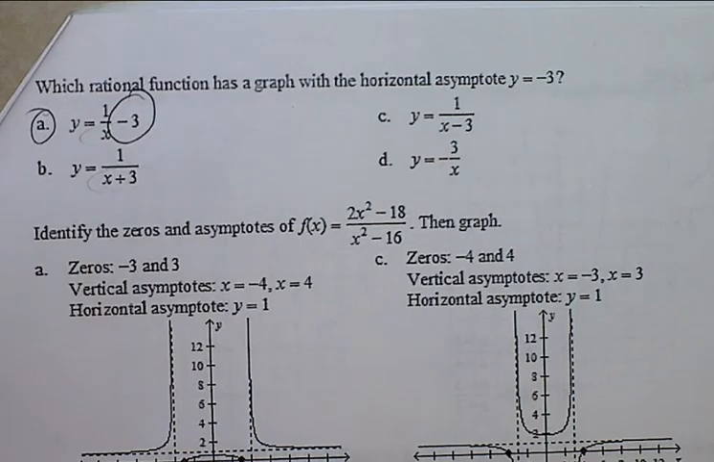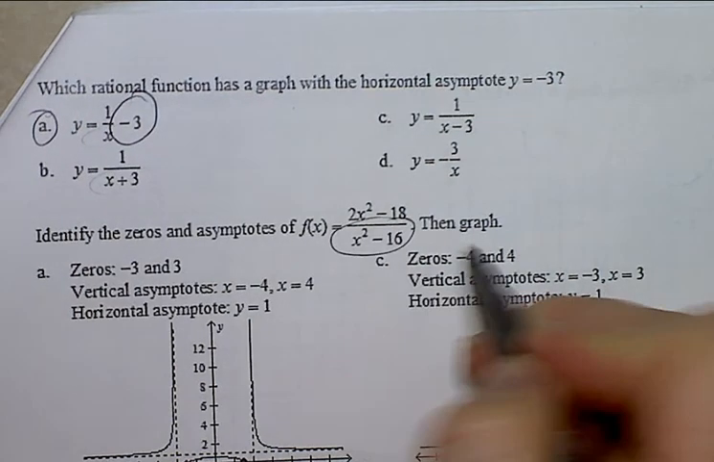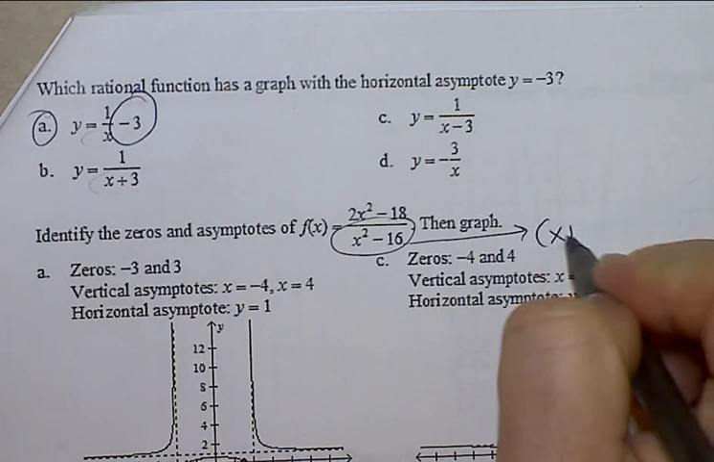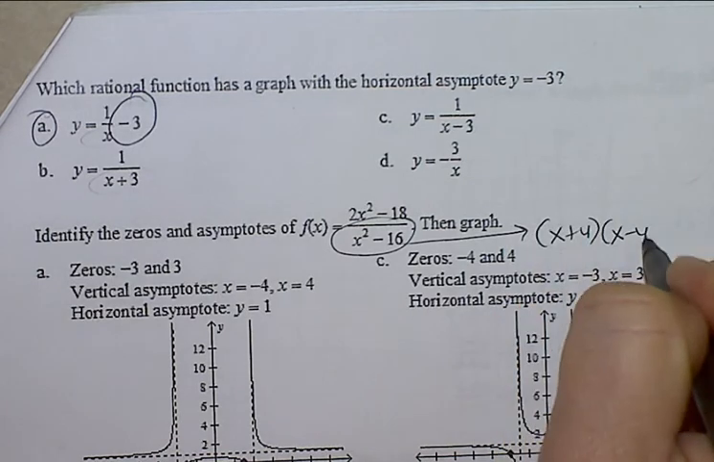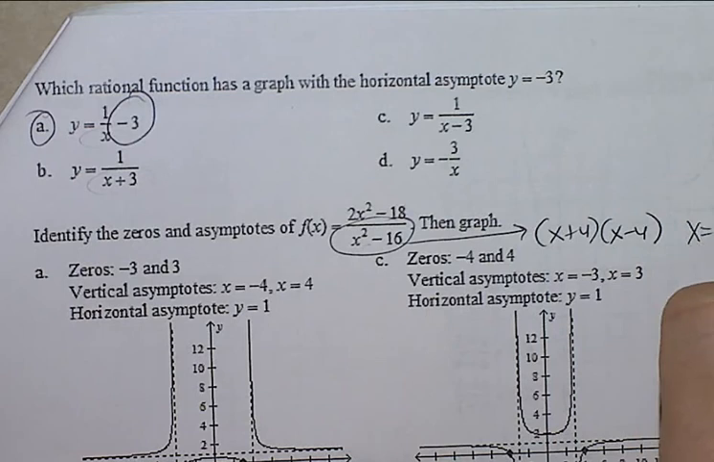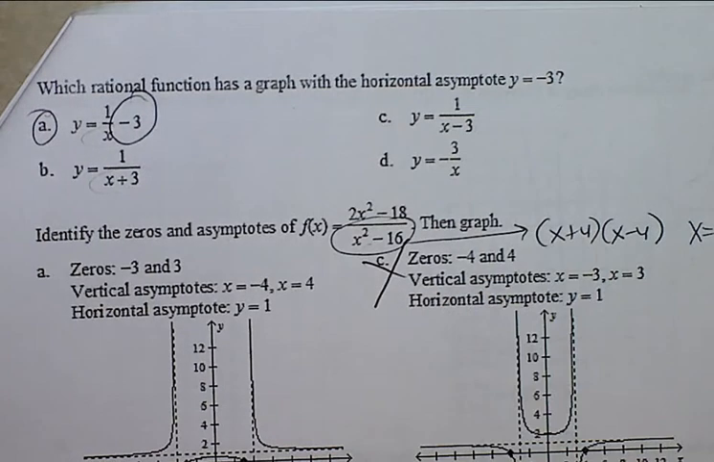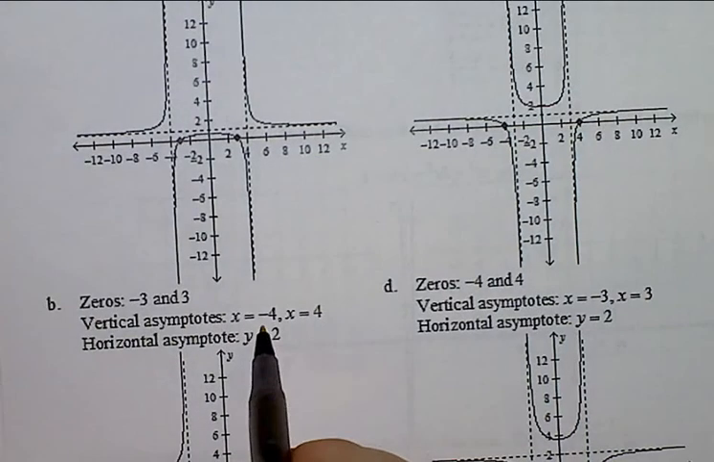Identify the zeros and the asymptote, then graph. So let's just identify, first of all, the vertical asymptotes. This breaks into x plus 4 and x minus 4. So I know that the vertical asymptotes are at 4 and at -4. So let's look at the options. Okay, that's good. Oh, can't be C. That's good, and it can't be D.